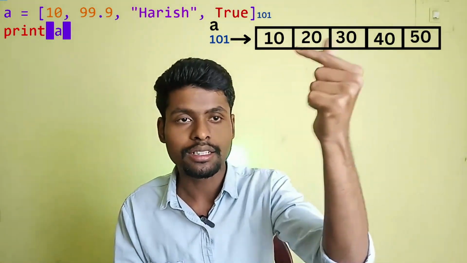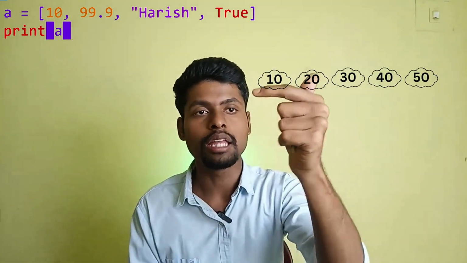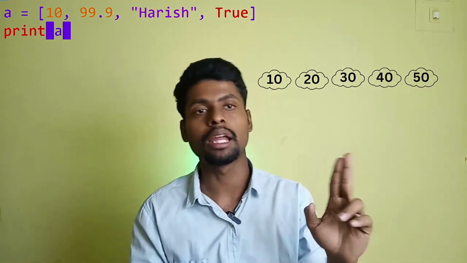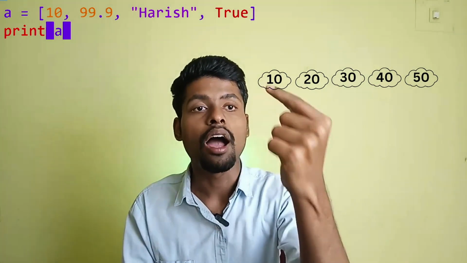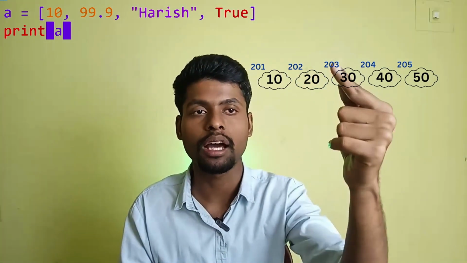When I consider this 10 value as an object, my Python interpreter stores the value as an object. This cloud is my object, and my 10 value is my object. That 20 value is my object. That 30 value is my object. My values are stored in object form. Hope I'm clear. Then my Python interpreter assigns some address for each object. If you see, my Python interpreter assigns the address 201 for my 10 object, for the 20 object the address is 202, and for the 30 object the address is 203.